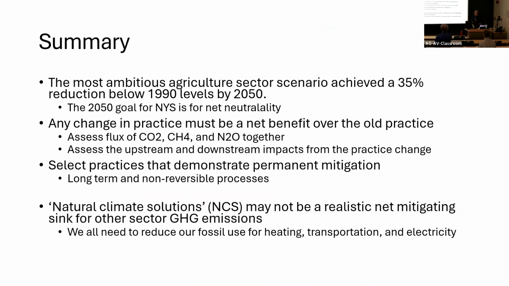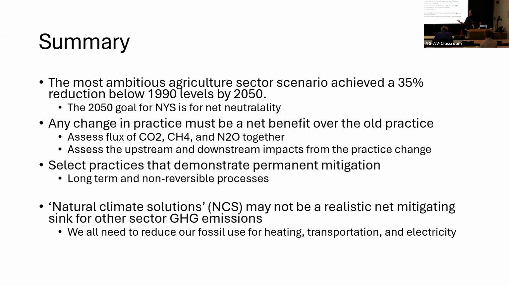Okay, just to summarize, and then we can open it up for questions. The most ambitious agricultural sector scenario achieved a 35% reduction below the 1990 levels by 2050. Meanwhile, the state's goal was that all sectors be net neutral by 2050. Any change in practice must be a net benefit over the old practice, and we need to assess simultaneously the flux of CO2, CH4, and N2O together. And we also need to assess the upstream and downstream impacts from these changes in practice.